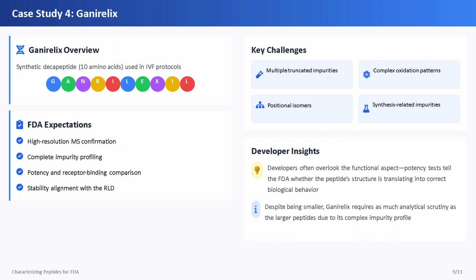When FDA reviewers analyze your data, they focus on a few key principles. First is orthogonality. Each critical attribute must be confirmed by at least 2 methods. They also compare impurity identities and levels against the RLD. Isomer resolution is another major requirement. Beyond structural data, they evaluate process consistency, functional assays, and forced degradation behavior. If your degradants diverge from the RLD, the FDA will almost always ask questions.